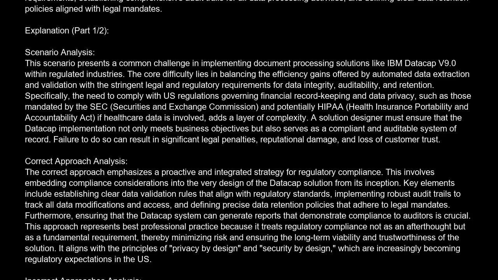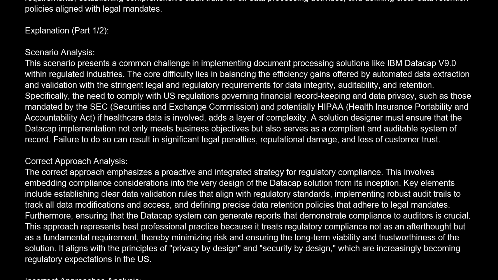This scenario presents a common challenge in implementing document processing solutions like IBM Datacap V9.0 within regulated industries. The core difficulty lies in balancing the efficiency gains offered by automated data extraction and validation with the stringent legal and regulatory requirements for data integrity, auditability, and retention. Specifically, the need to comply with U.S. regulations governing financial record-keeping and data privacy, such as those mandated by the SEC, Securities and Exchange Commission, and potentially HIPAA, Health Insurance Portability and Accountability Act, if healthcare data is involved, adds a layer of complexity.